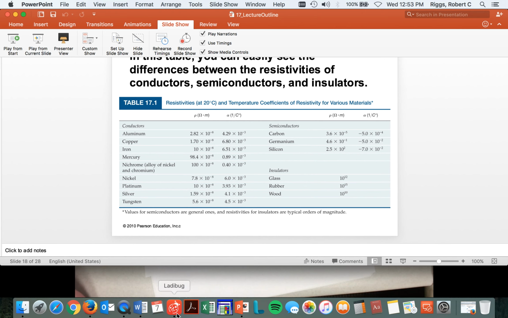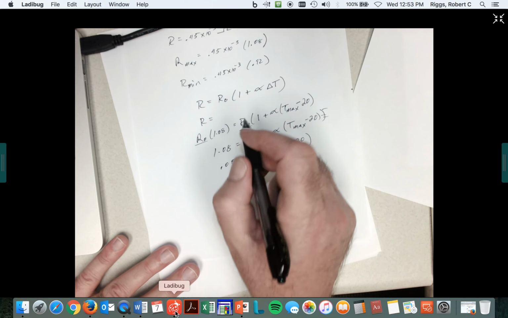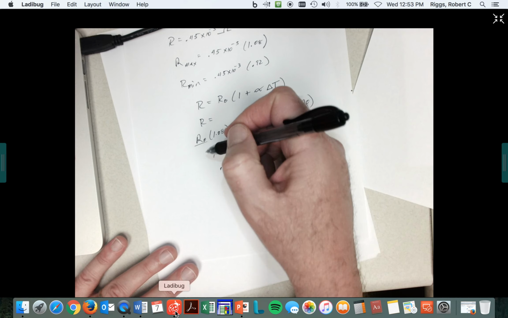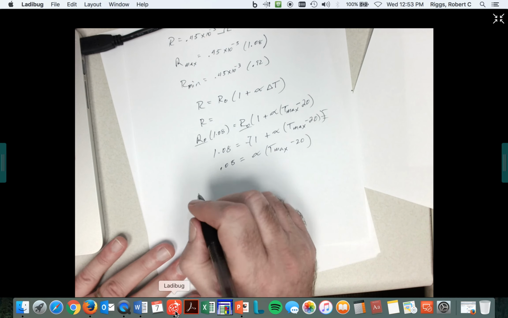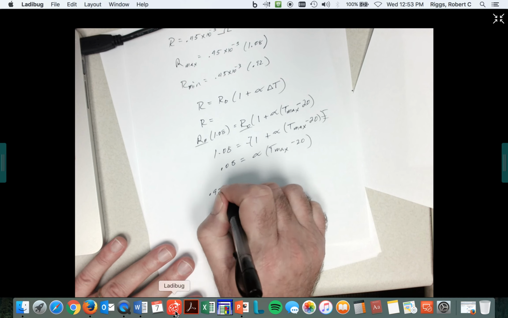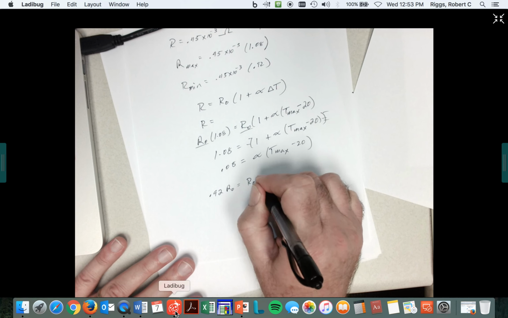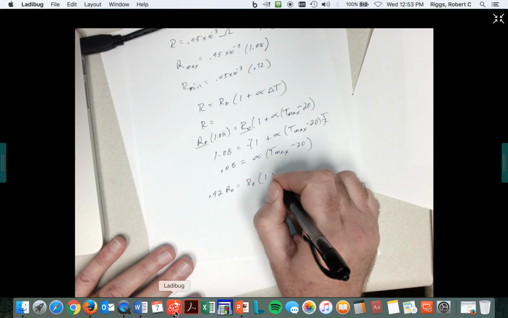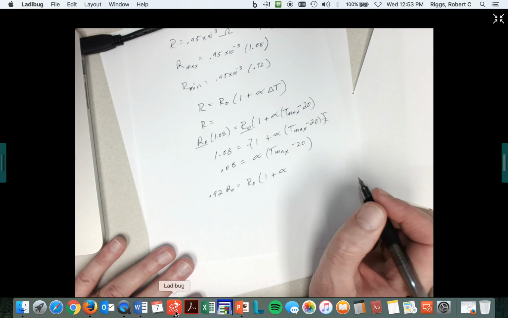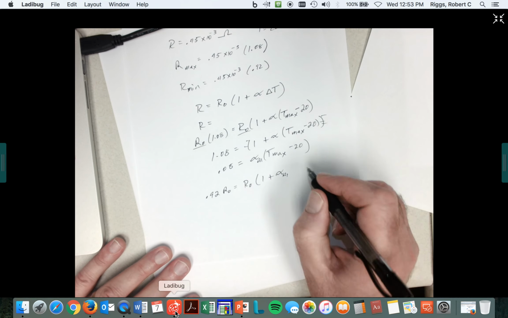Now, what about T minimum, though? Notice it is a drop, but that's all right. So I know that R min, 0.92 times R naught, is equal to R naught times 1 plus alpha, the same alpha as before. This is for aluminum this time, since we're doing aluminum in ours.